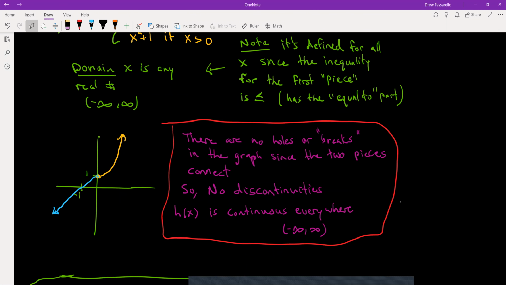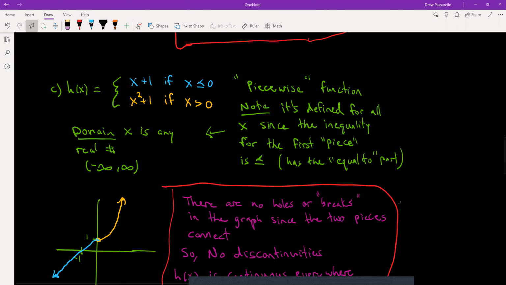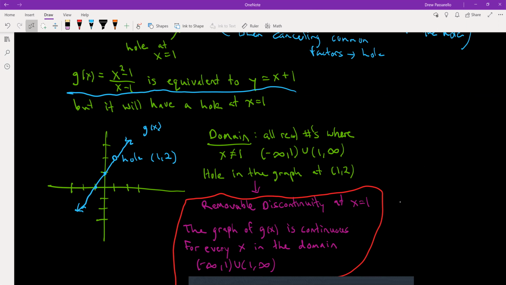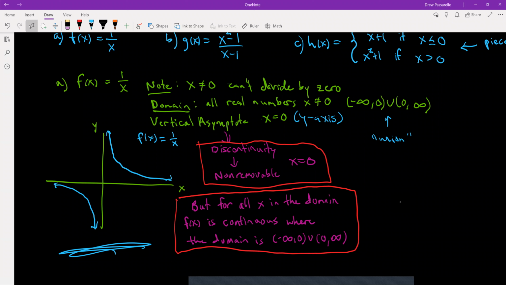All right, so those are those examples. That gives you a rough idea of determining continuity and categorizing any discontinuities as removable or non-removable. So for this part C, there were no discontinuities. Part B had a hole, and that hole is a removable discontinuity. Part A had a vertical asymptote, and that vertical asymptote means it's a non-removable discontinuity.